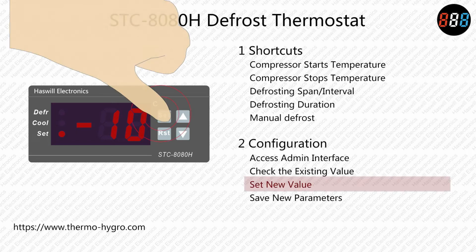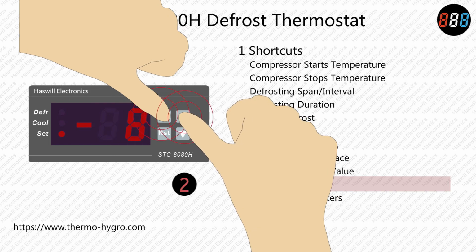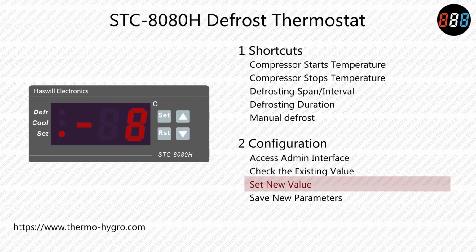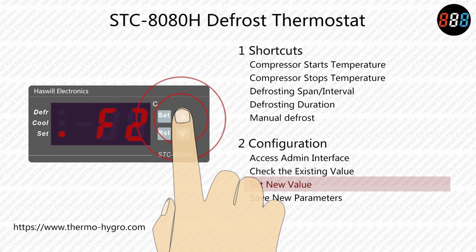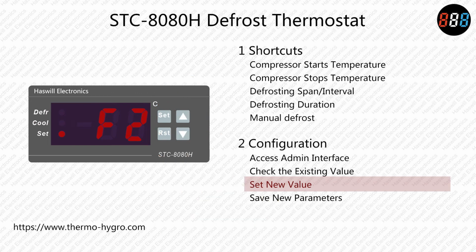Step 3. Hold the set key. Don't release it. Meanwhile, press the up key to change the value. Step 4. Switch to the next code by pressing the arrow button.